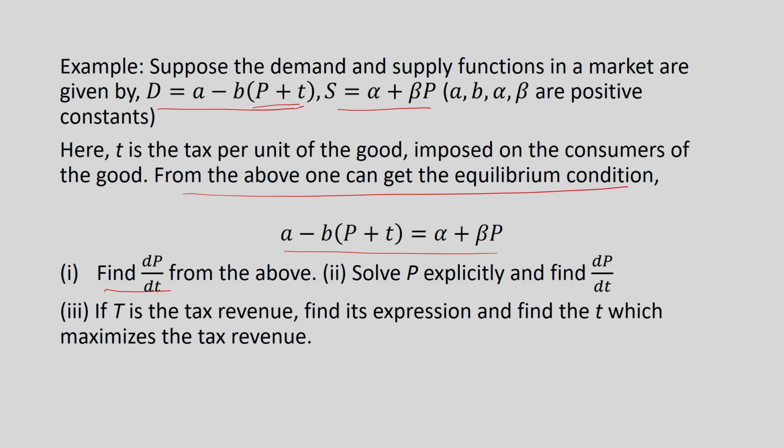So, that we have to find from the above equation, and secondly we have to solve P explicitly and find dP dt, and third, if capital T is the tax revenue, find its expression and find the T which maximizes the tax revenue. All right. Let us see how it goes.